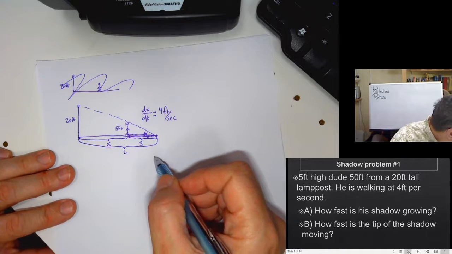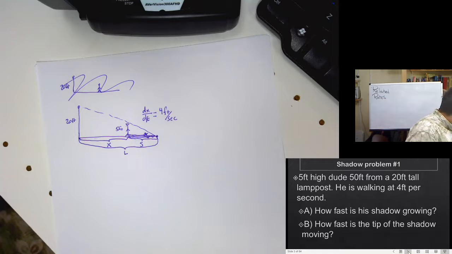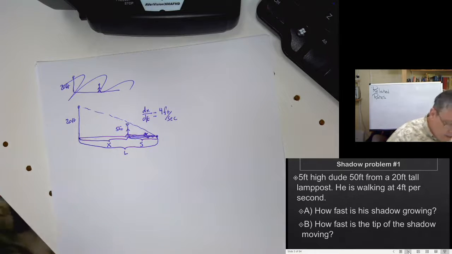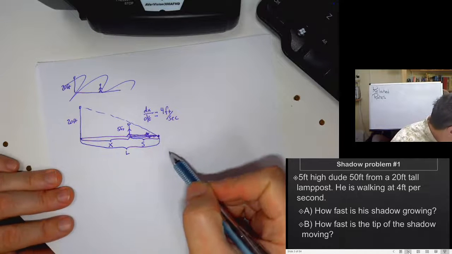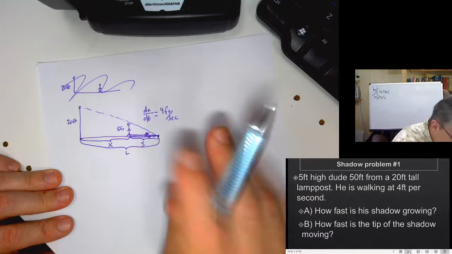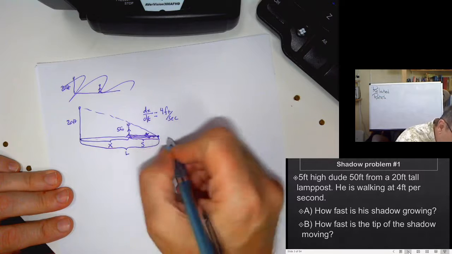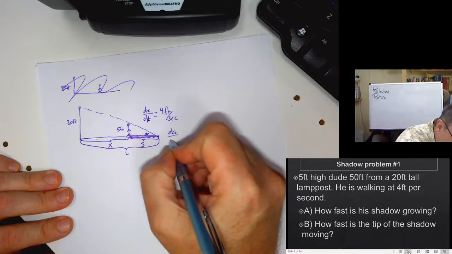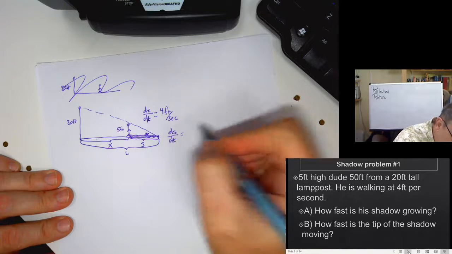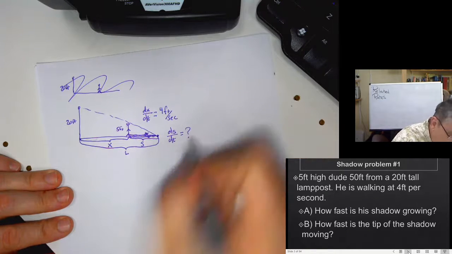So we can say, so we've got dx/dt. And what we're trying to find is how fast that shadow is growing, right? ds/dt. I've just had so many technical problems today, I just can't stand it. So this is what we're trying to find: ds/dt.